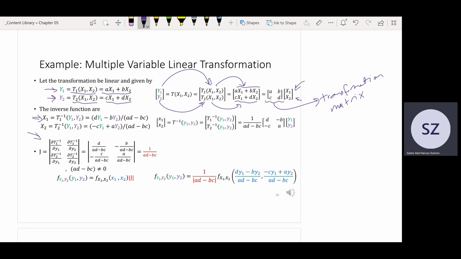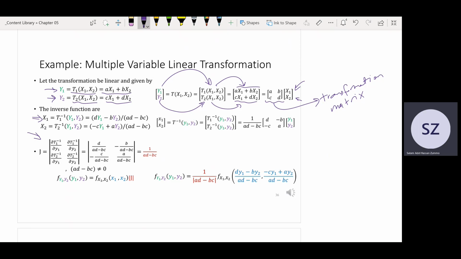And y1 is T1 in terms of x1, x2. Then T1 inverse is x1 in terms of y1, y2. How to find x1? I have two equations here: y1 equals ax1 plus bx2, y2 equals cx1 plus dx2. How to find x1 in terms of y1, y2?